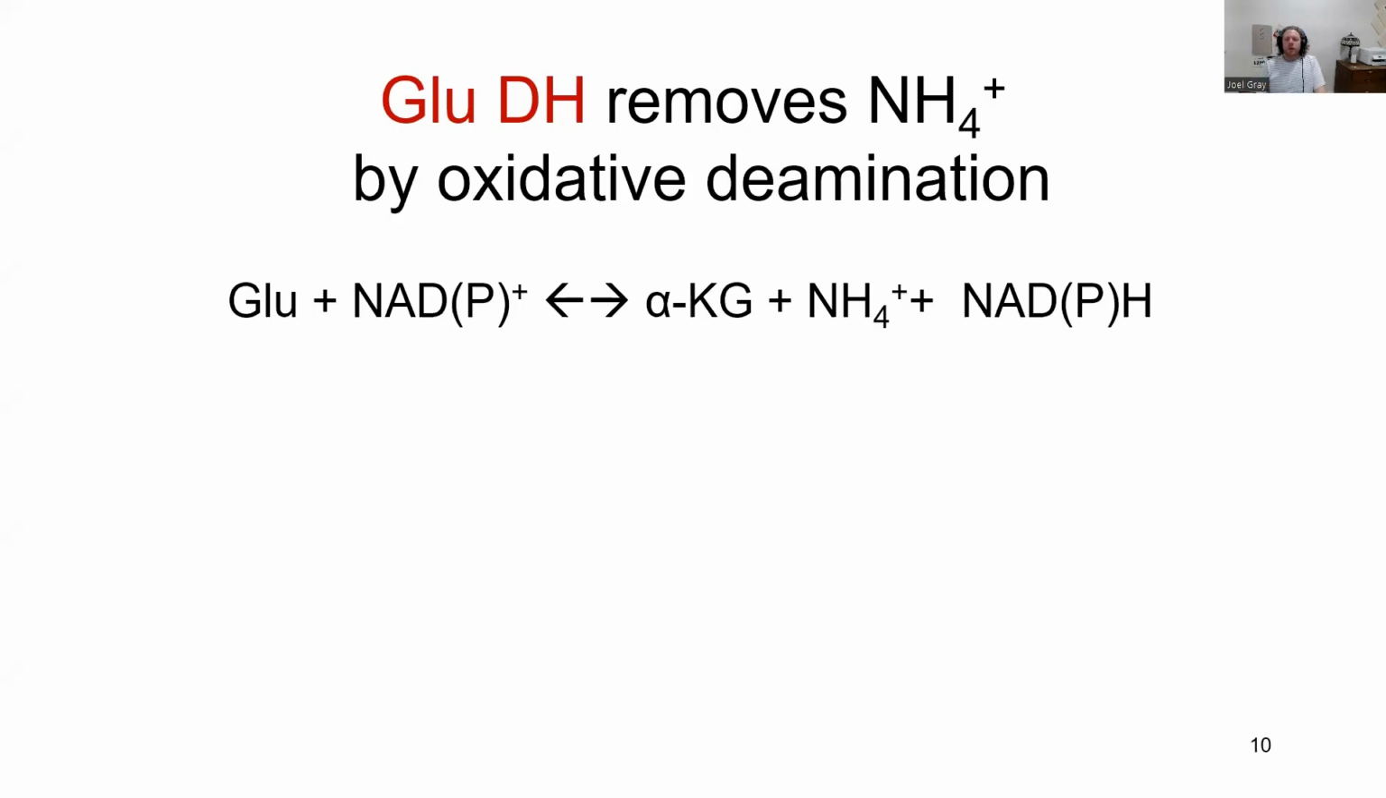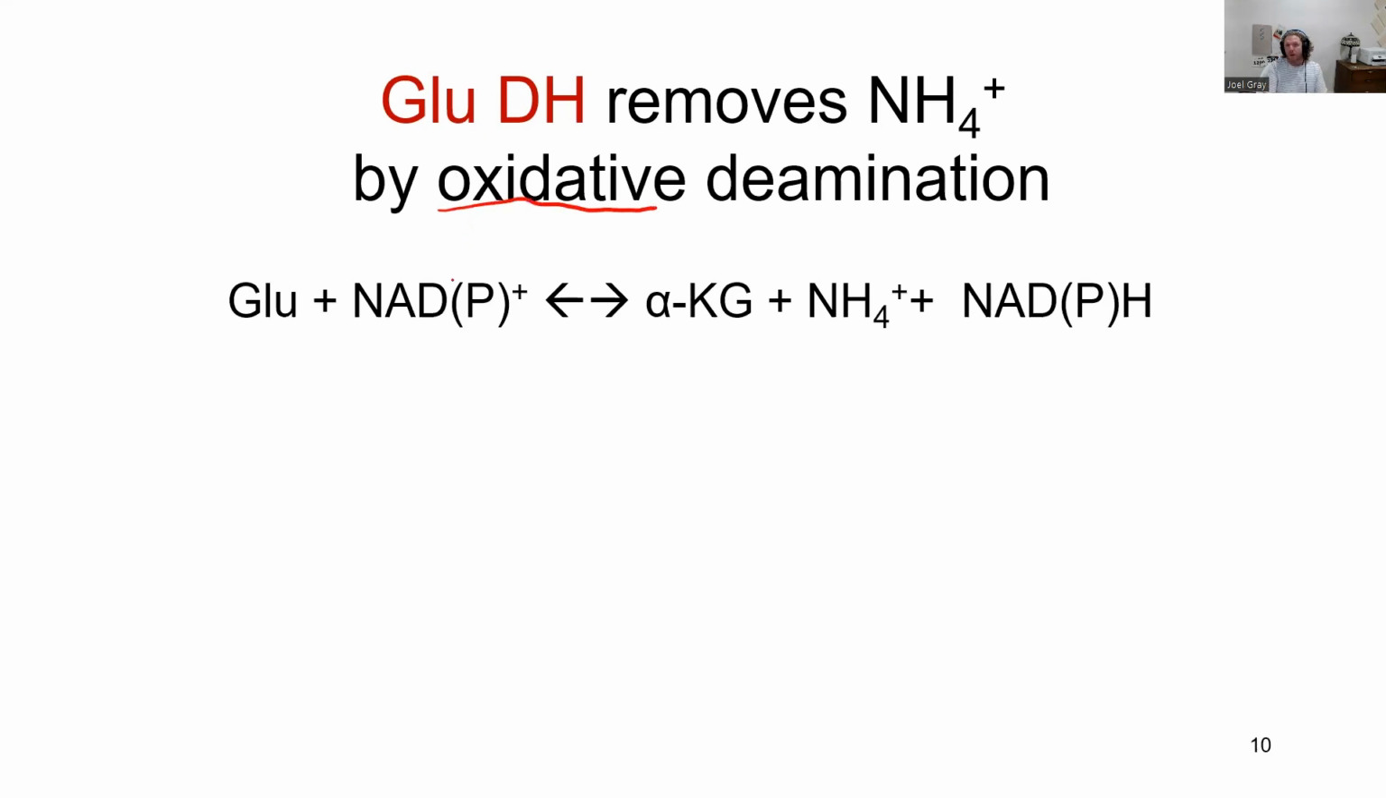So anytime that we talk about breaking an amino acid down, glutamate dehydrogenase is a key component of all of this. GluDH is a key component because ultimately it's an enzyme that's going to remove ammonia or ammonium by a process known as oxidative deamination. Whenever you think about oxidative, I want you to think of redox.